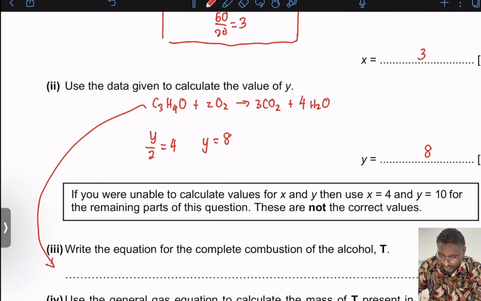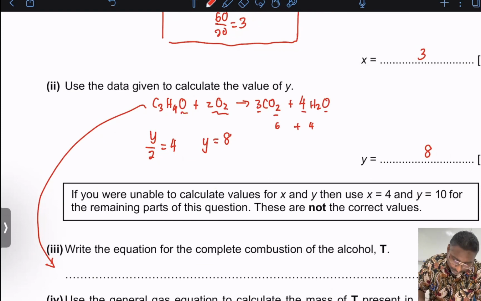So you want to write the balanced equation. How many oxygen do we have on the right? Because we want to balance over here. Audrey, can you tell me how many oxygen on the right? 3 times 2, 6. 10. So I need 10. You have 1 over here. So what is the value of Z over here, Audrey?